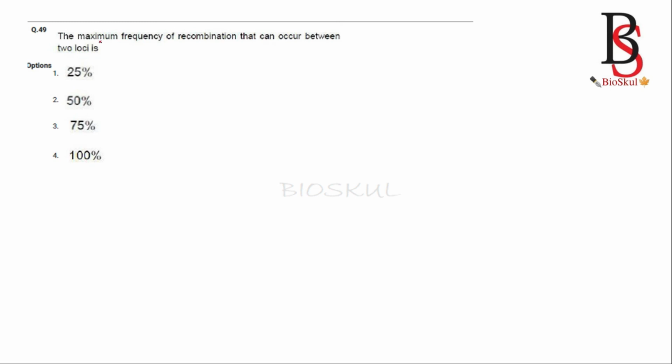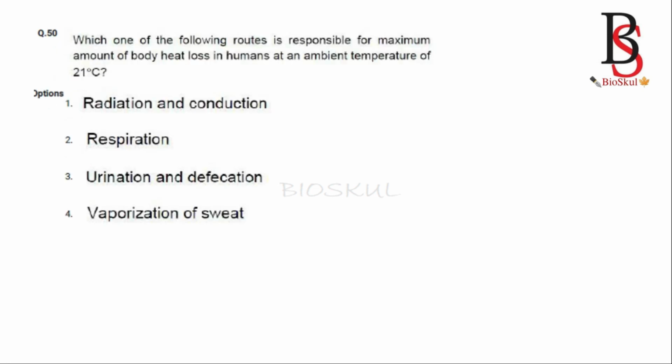Question number 49. The maximum frequency of recombination that can occur between two loci is, this is a direct question, and the answer is 50%. The two loci may be located on the same chromosome far away from each other, or they may be located on different chromosomes. So the maximum recombination frequency is 50%.